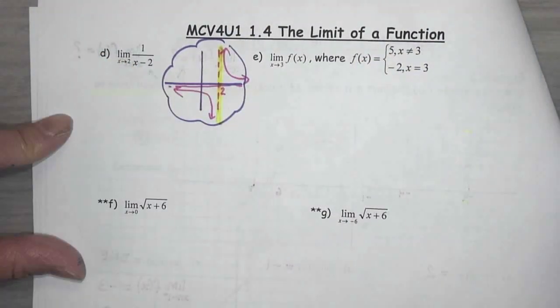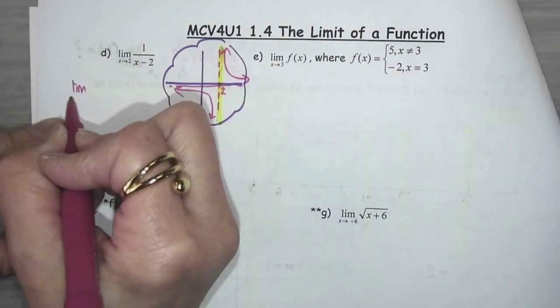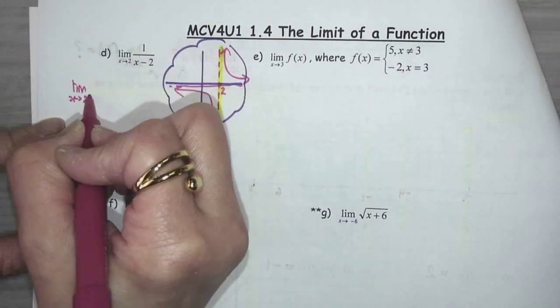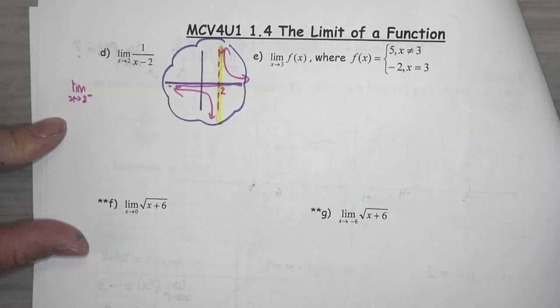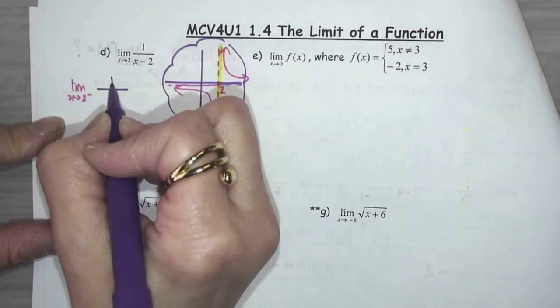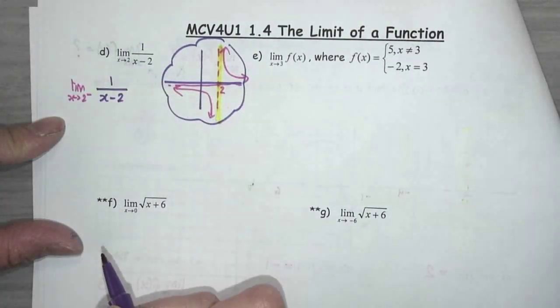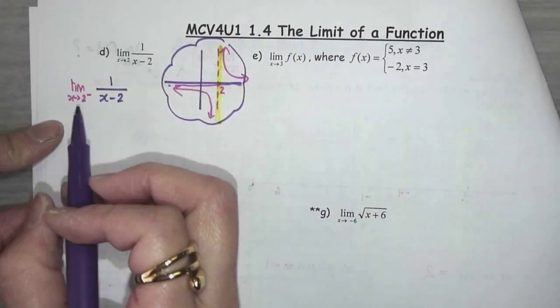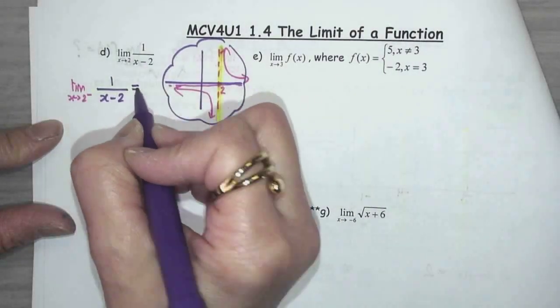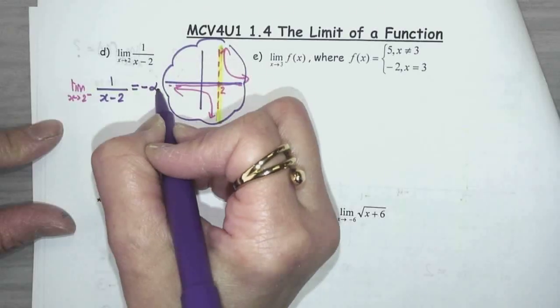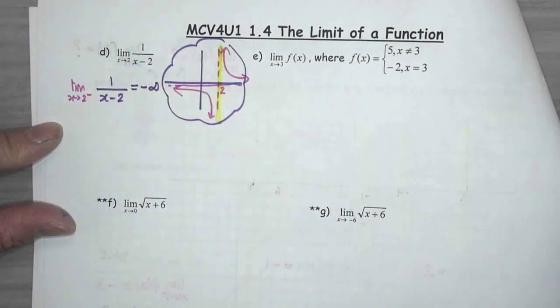So when I write this, I say the limit as x approaches 2 from the left. Now, you can write the function here. So I'm going to write the function, 1 over x minus 2. Make sure you tell me what you're limiting. So I'm limiting that function. That will equal negative infinity. So it's heading downwards.